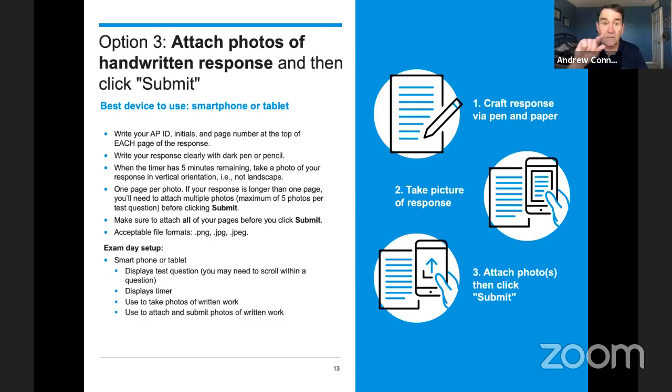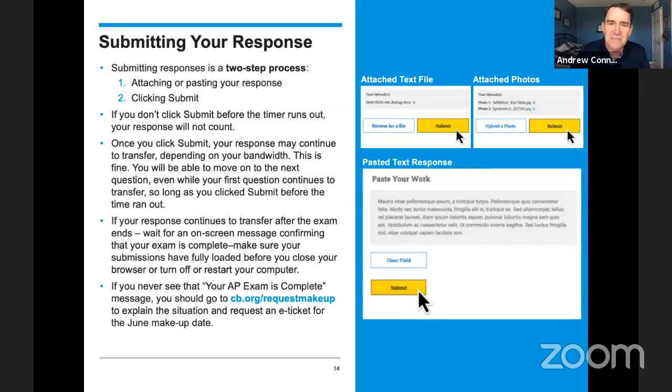If you're handwriting, you want multiple pieces of paper, numbered in order, with your AP ID and your initials. And if you are typing on a Google Doc or word processing document, pre-populate, create a header with your AP ID and your initials. I probably said Apple ID. I've said that all week. AP ID is what we care about. And then we'll talk about submitting your responses.